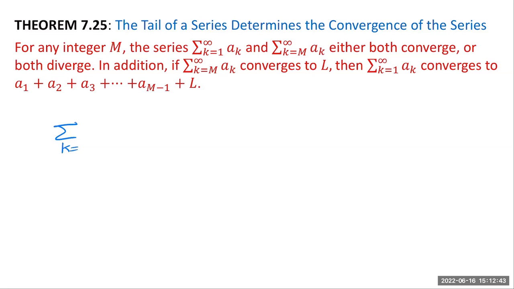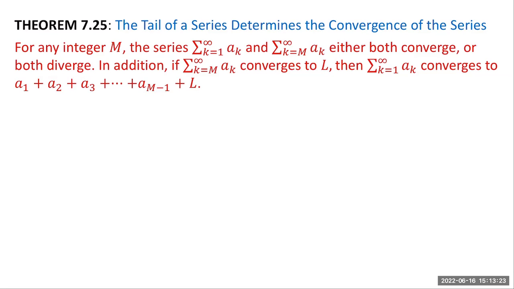let's consider this series. First, let me actually formally walk you through this theorem, and then I will come to that. For any integer m, the series sigma k goes from 1 to infinity ak and sigma k goes from m to infinity ak either both converge or both diverge. In addition, if sigma k goes from m to infinity ak converges to L, then sigma k goes from 1 to infinity ak converges to a1 plus a2 plus a3 all the way up to am minus 1 plus L.